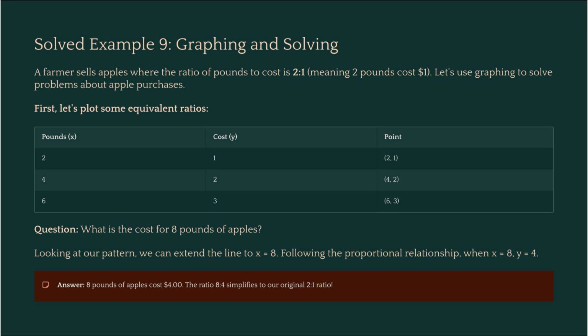In example 9, the ratio of pounds x to cost y is 2:1. We plot points like 2,1, 4,2, and 6,3. Now, the question is, what is the cost for 8 pounds? Since the line is proportional, we can follow the pattern or extend the line to the point where x equals 8. If we follow the line, we see that y must be 4. So 8 pounds costs $4.